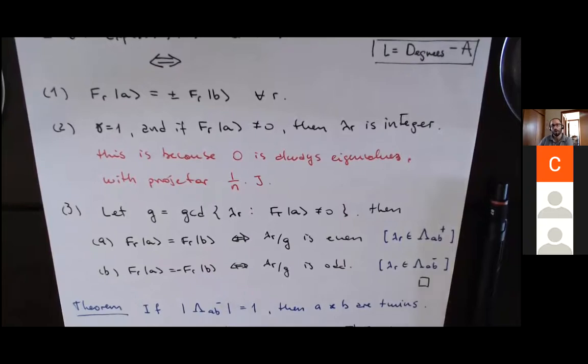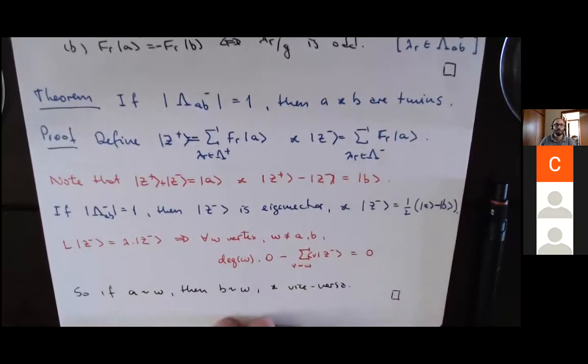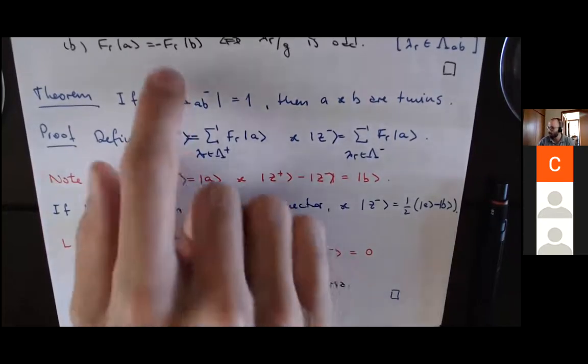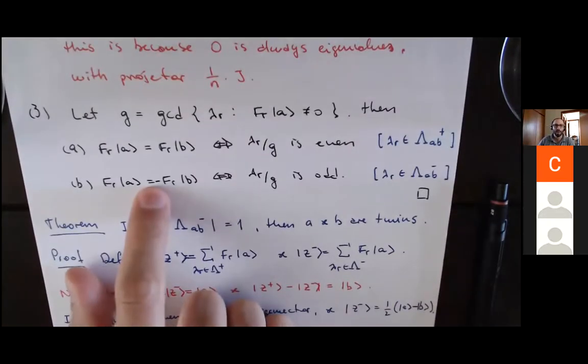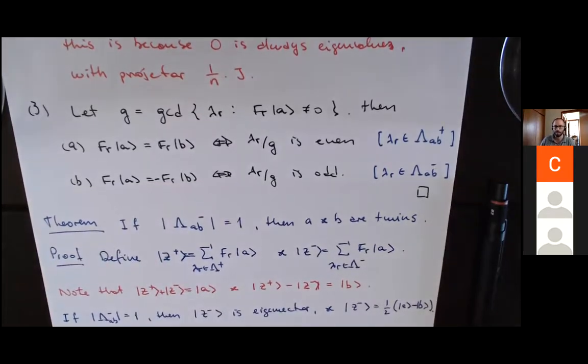And now I'm going to make heavy use of this third condition to restrict the possibilities of state transfer on trees, according to the Laplacian matrix, of course. So the first thing is, if there's only one eigenvalue for which the projections are minus each other, you can show that the vertices are twins. And that's actually true for all graphs, not only trees, for all, according to the Laplacian matrix.